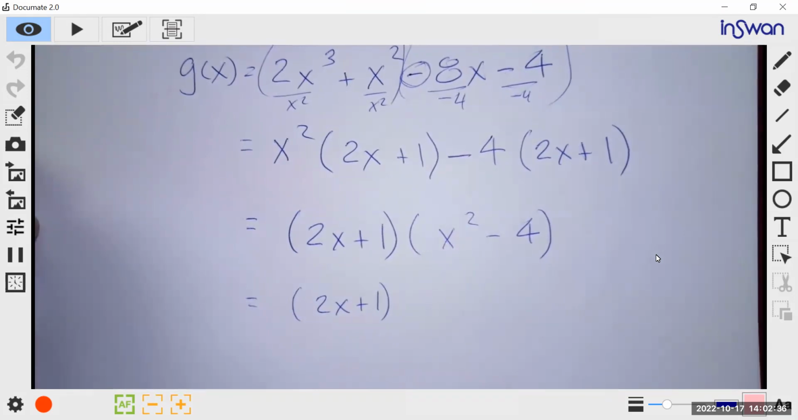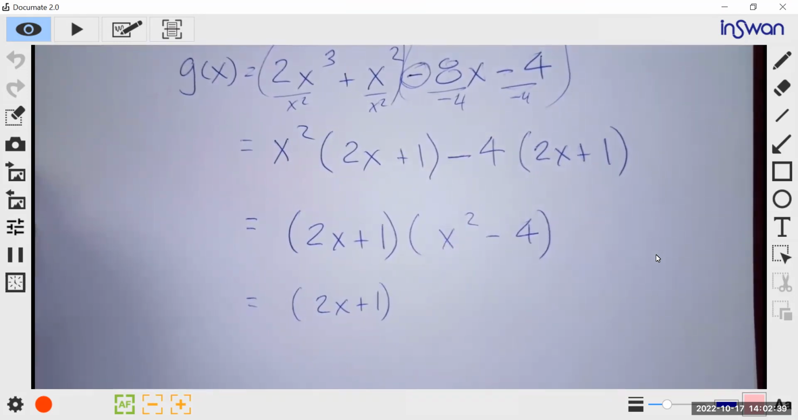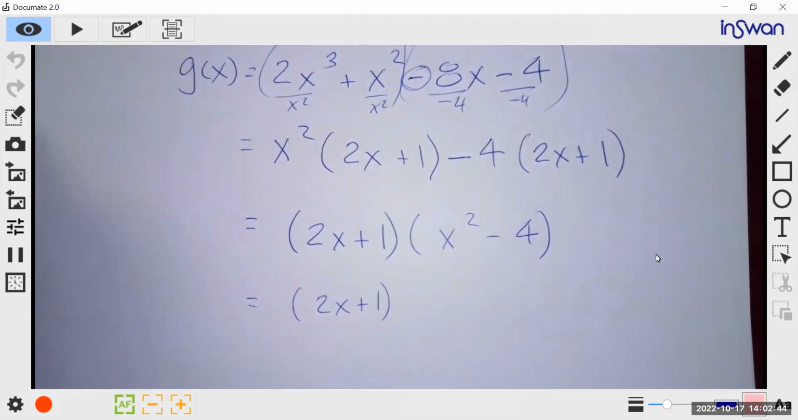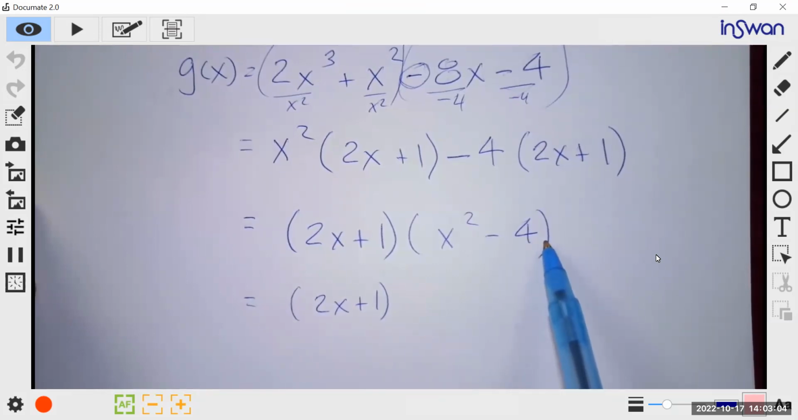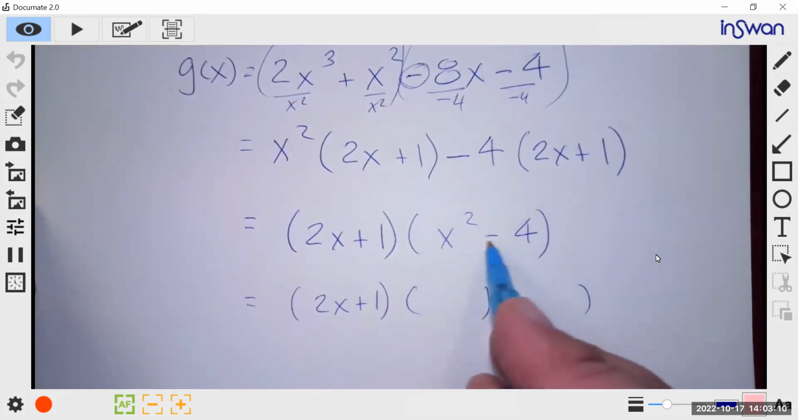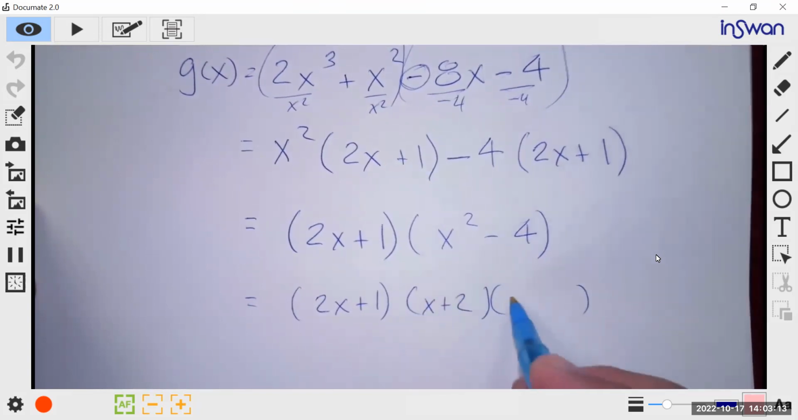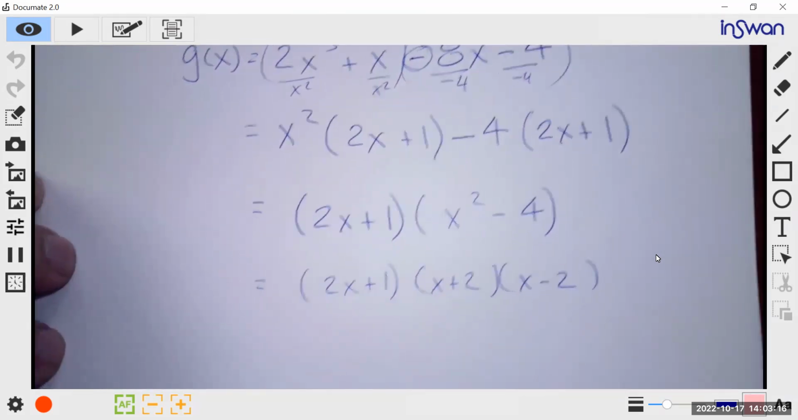What can you do with this? Is it anything we discussed last class? The difference of two squares. Is 4 a perfect square? Yeah. What's it made up of? 2 and 2. So since it's x squared minus 2 squared, I have x plus 2, x minus 2. That's the difference of two squares.